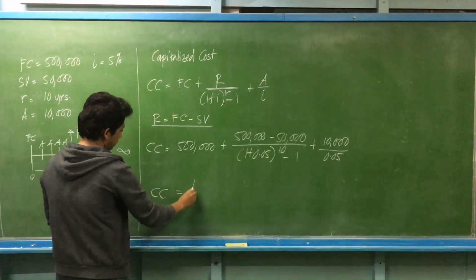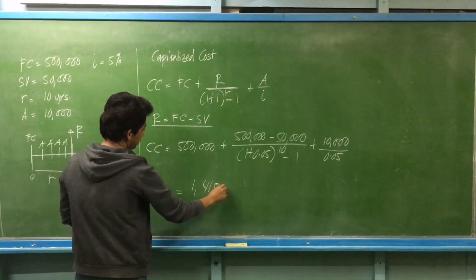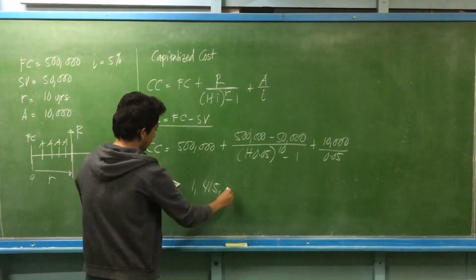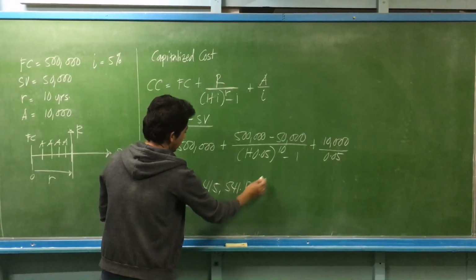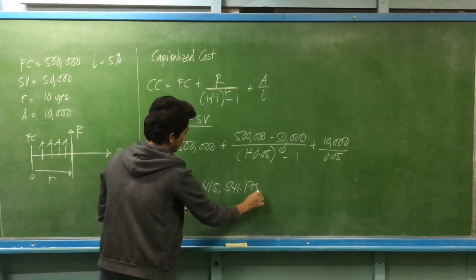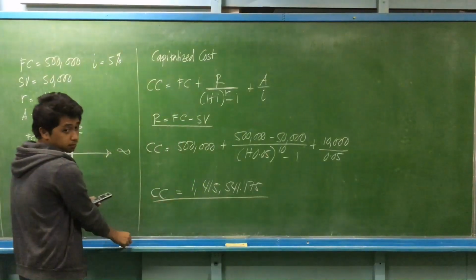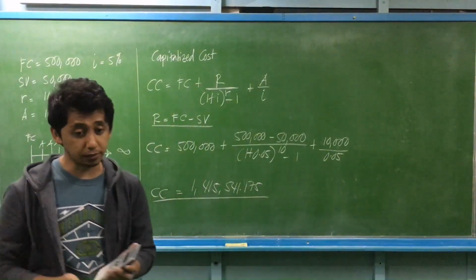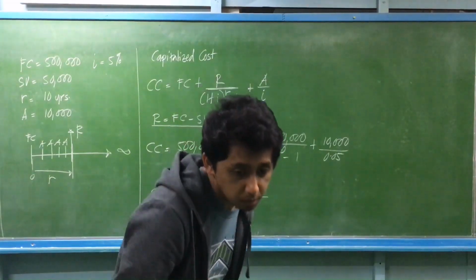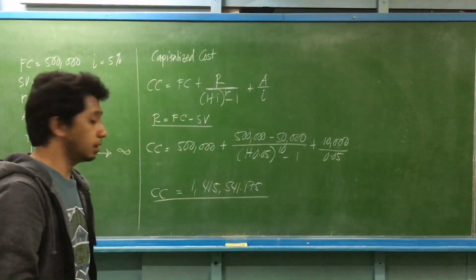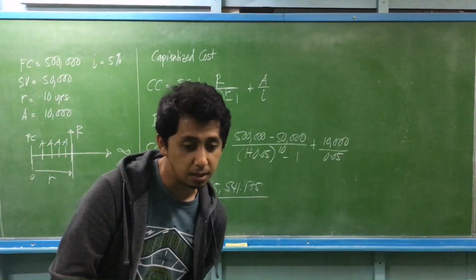Capitalized cost will be equal to 1,415,541.175. No choices? Anong letter siya? So 1,415,541.18. So letter B.